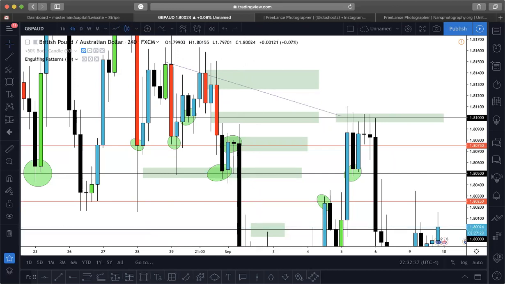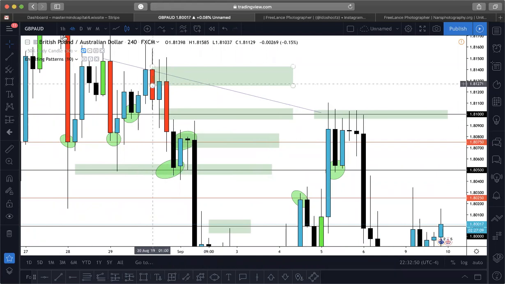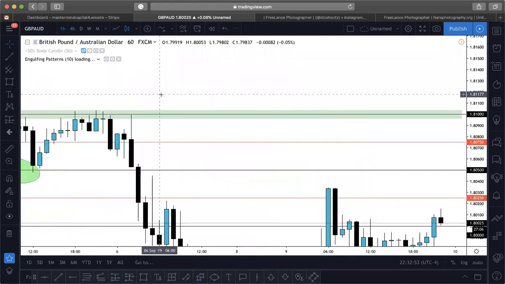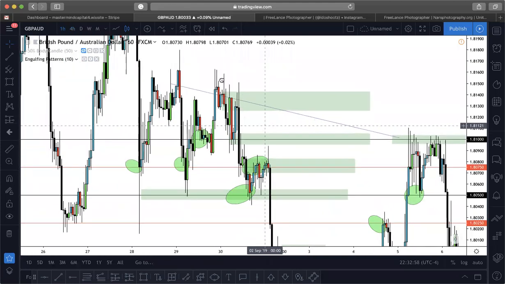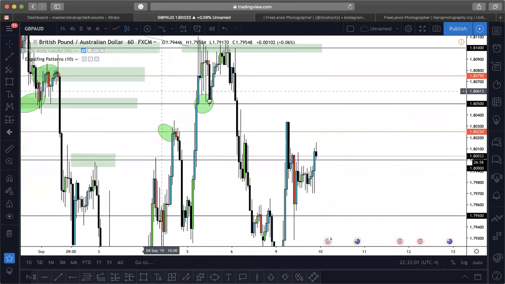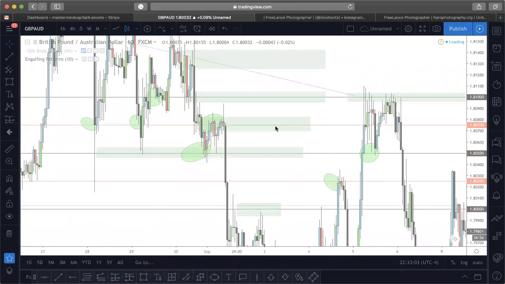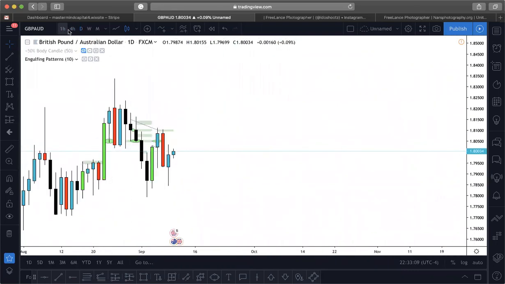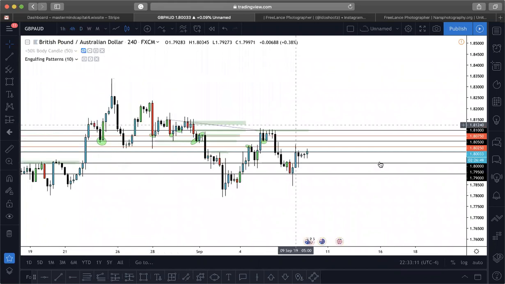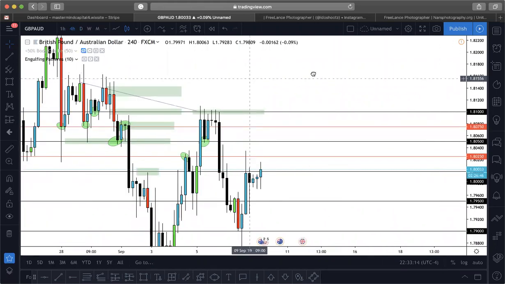But yeah, you see how this chart is kind of dirty here? We don't want that. But I guess when you're practicing, you could dirty your chart like this, right?